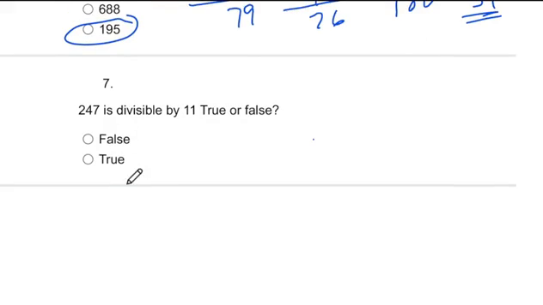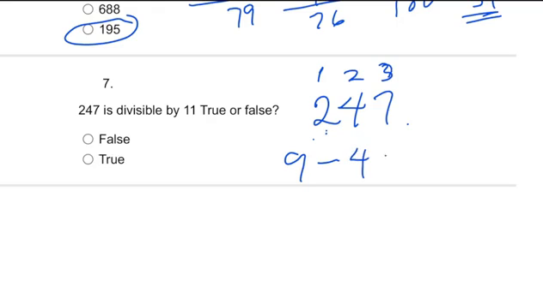Question 7. 247 is divisible by 11. True or false? So we check. So for 11, what we have here is 247. So this is the 1, 2, 3. So we add the odd positions together. That is 2 plus 7, that is 9, minus the even, which is 4, and that gives us 5. Are you with me? So 5 is not divisible by 11. So in that case, the answer is false.